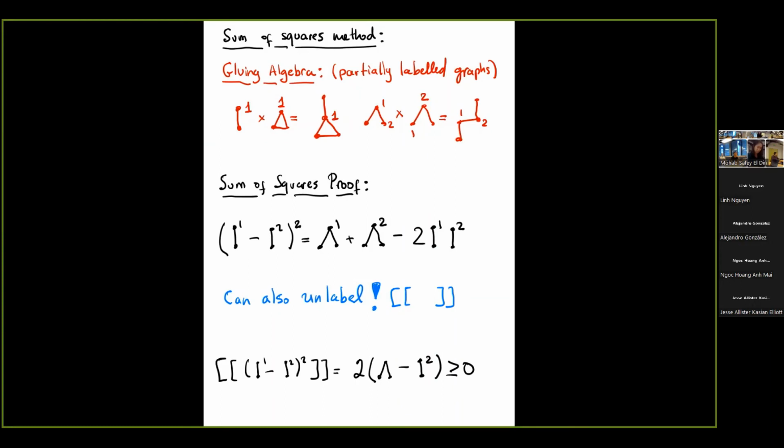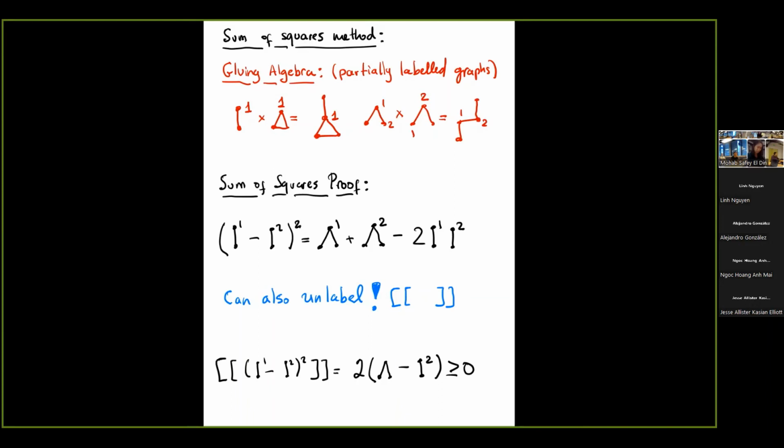So here I wrote out for you this minus this, squared. Now this one squared gives me a cherry labeled 1. This one squared gives me a cherry labeled 2. Here, there are no common labels, so I just take the disjoint union. Minus 2, graph labeled 1, 2. And there's one more thing that we can do. We can take this formal expression and unlabel it. Unlabeling is usually denoted by these double square brackets.